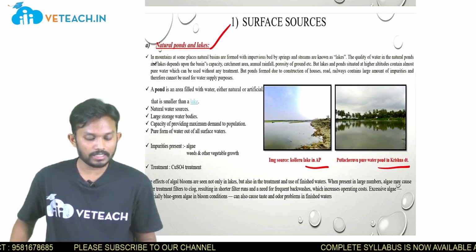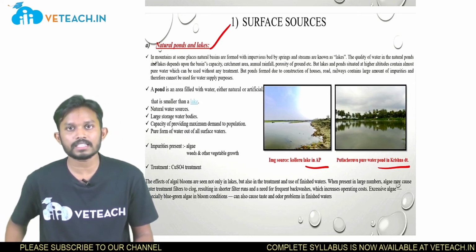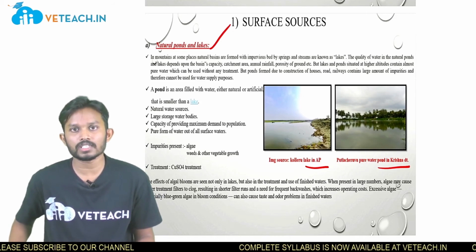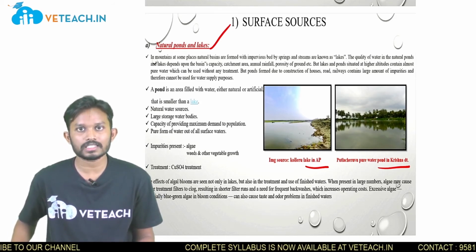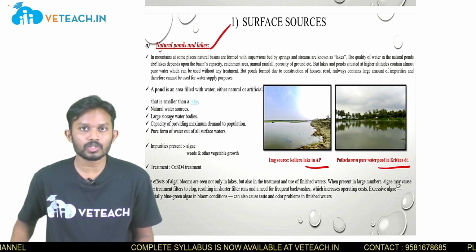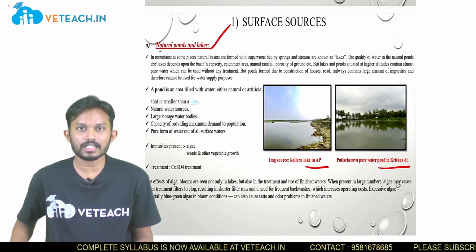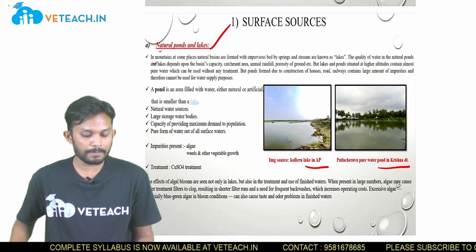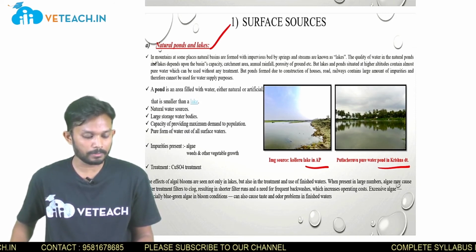Ponds are generally smaller than lakes. A lake's volume will be more than a pond's capacity. Generally the quantity available in a lake will be more than in a pond, because the pond's surface and catchment will be less, and a lake's catchment will be more than a pond's. So these are natural water sources, and they are large water bodies. Their capacity can also be increased depending upon the demand by the public.